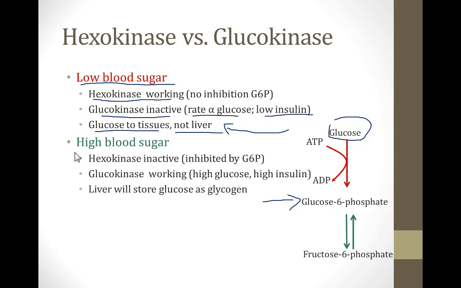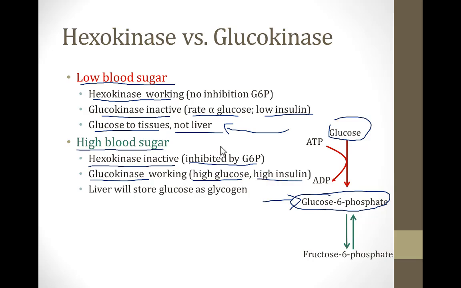On the other hand, after a meal, when the blood sugar level is high, hexokinase in tissues will be relatively inactive. That's because the level of glucose 6-phosphate will become elevated, and that inhibits this enzyme so that the molecules of glucose won't be hoarded by tissues in the body like your muscles. Glucokinase, on the other hand, in the liver will be working. There's a high glucose, and remember, high glucose tells glucokinase to operate at its maximum rate. There's also high insulin, and insulin can stimulate this enzyme.